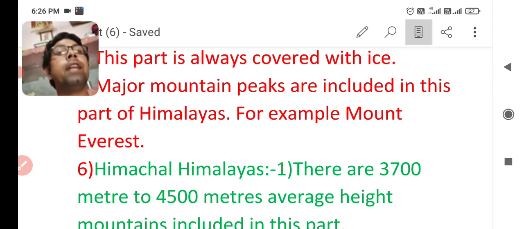So I think you got all these points of Himadri. So you can tell me that there are three major divisions of Himalayas. First is Himadri, and second is Middle Himalaya, and the third is Shivalik. And in Himadri, there are a lot of glaciers, and 6,000 meters average height mountains, and major mountain peaks are also there.